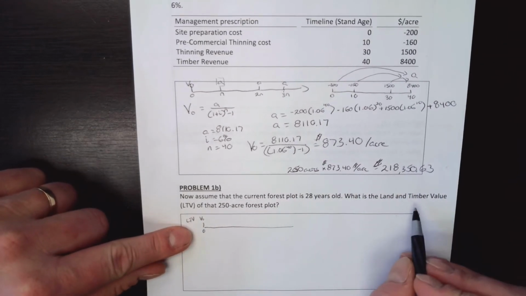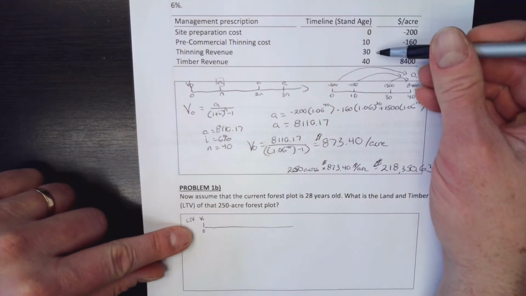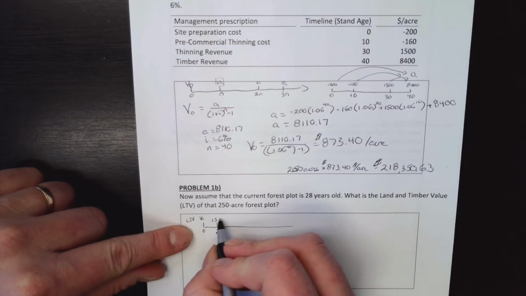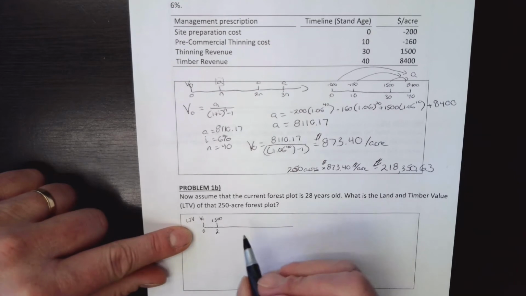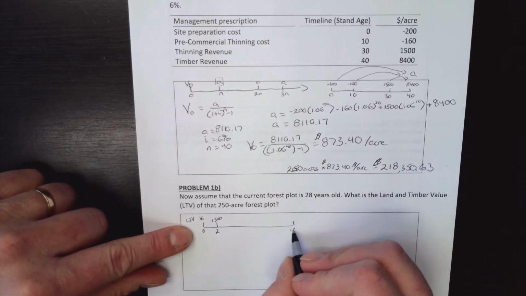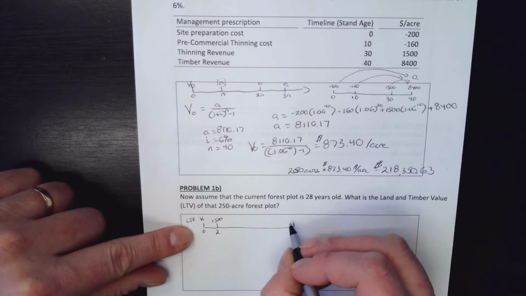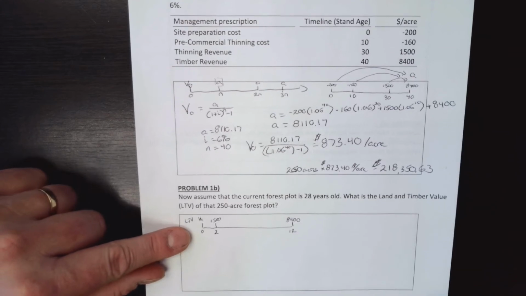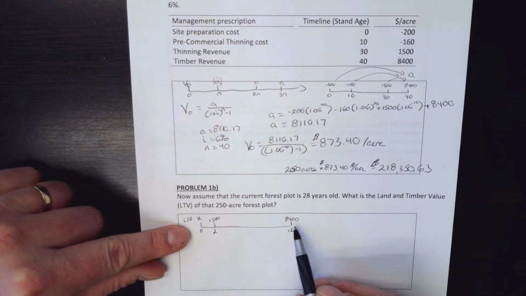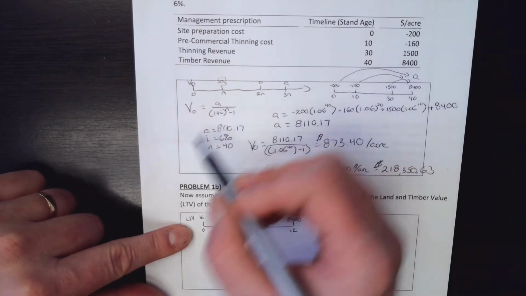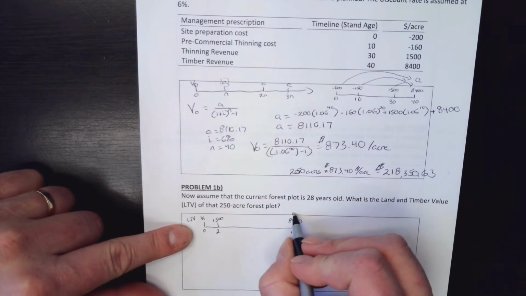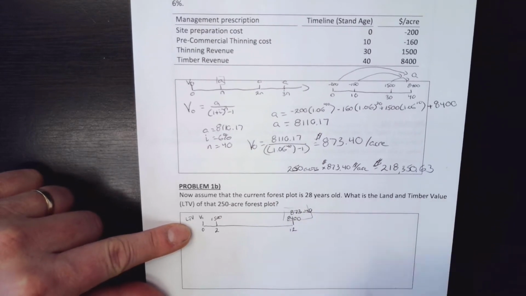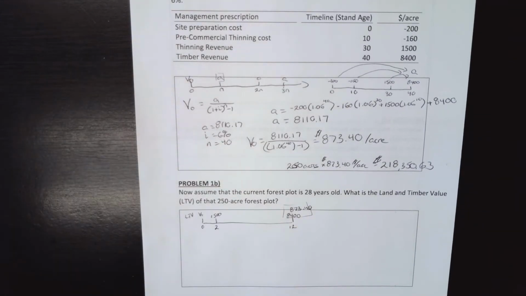The next thing that happens here, in 2 years, because it's 28, when it's 30, I'm going to get $1,500 an acre. And then when I wait 12 years, that's when it's 40, I get $8,400, right? And then I would plant it and do all of those things that we do. I have an acre of dirt left over after I harvest it. I've already solved what an acre of dirt is worth, and so I also get $873.40. All that happens here, and I can just add it together. So that's my land and timber value.